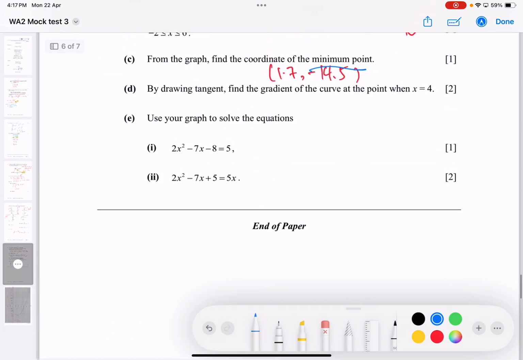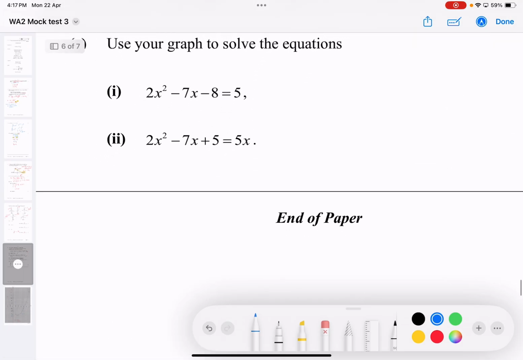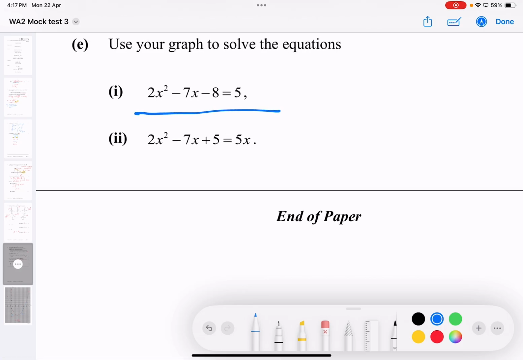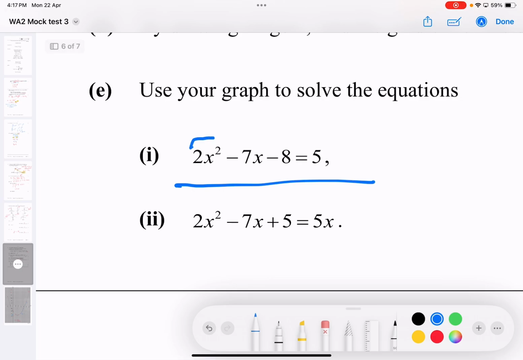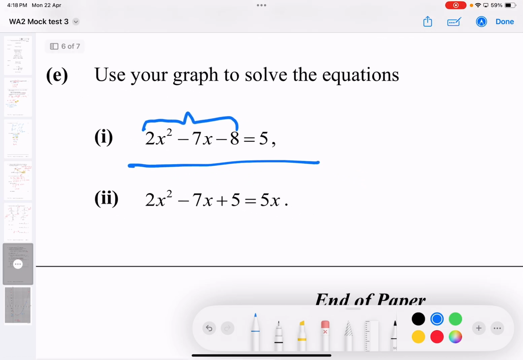Next, the last one. This is the part that I really want to go through. Use your graph to solve this equation. How? Now, I already have this graph that has already been drawn. And they want me to solve it equals to 5. Actually, this is basically simultaneous equations. I have this equation, I have this equation. I want to solve them simultaneously.